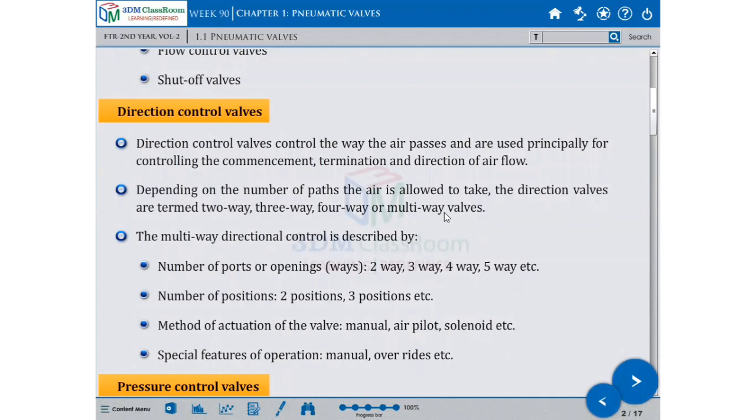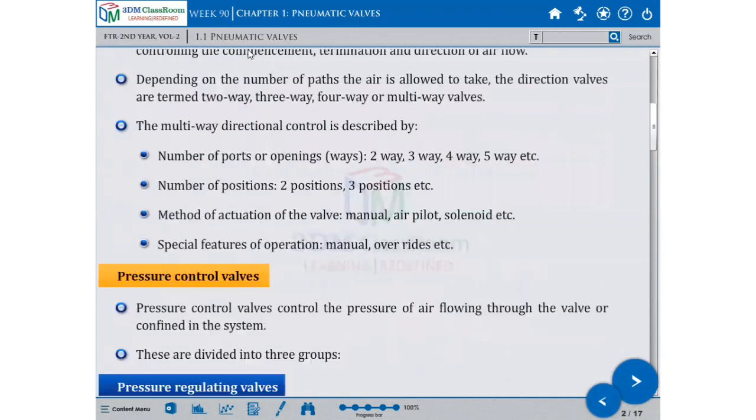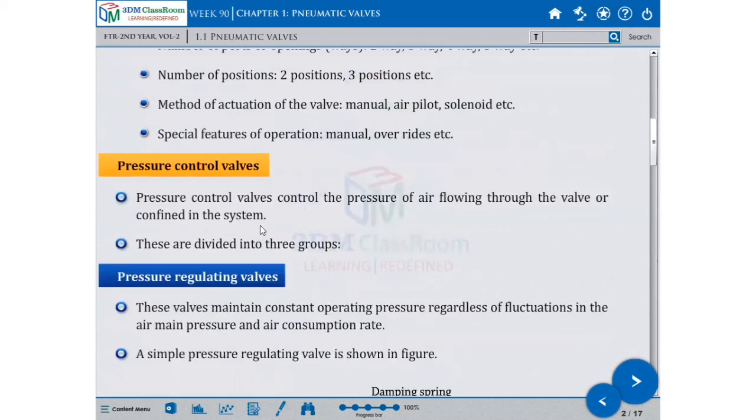In the multi-way direction control valve, the number of ports or operating ways: there are only two ports for a two-way valve, and then 3-way, 4-way, 5-way, etc. Then the number of positions: 2 position, 3 position, etc. Then the method of actuation of the valve: manual, air pilot, solenoid valve, etc. Up to here it is clear. You have to read it. The advantage of the pressure regulating valve.